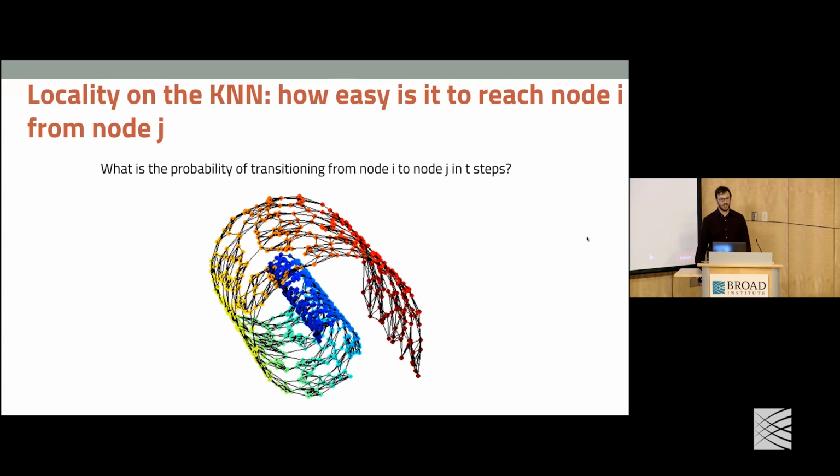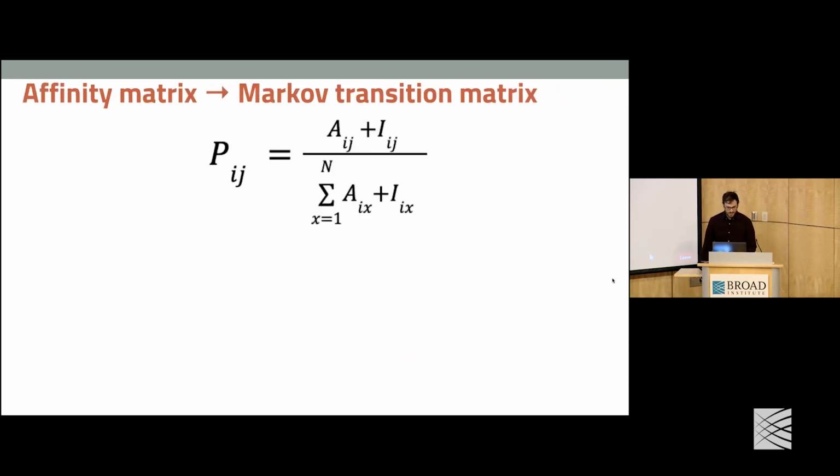And so the way we operationalize that is by asking, what is the probability of transitioning from node I to node J in a given number of diffusion steps? So how do we do that? We convert the affinity matrix to a Markov transition matrix. The equation for doing that is pretty simple. You start off with your adjacency matrix, which I showed before. You add to it the identity matrix, which allows self-transition, so going from node I back to node I. And then you normalize that, so each row sums to 1.